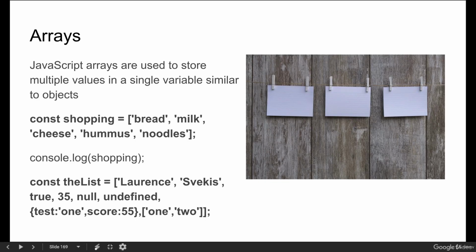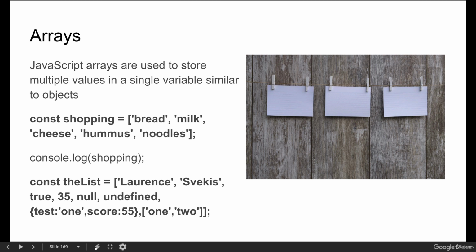So just like objects, they give us the ability to have a single variable and assign a bunch of values to it so that we can reference those values just with a single variable. In this case, we've got shopping, and we have access to the full list, and then we can update and change it as needed. We can also contain objects within arrays, arrays within arrays, so it can get fairly complex.